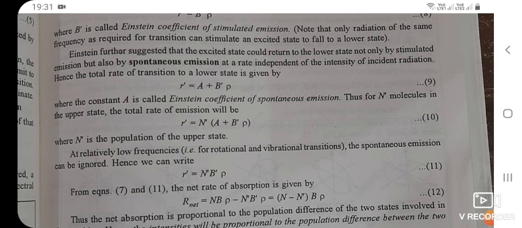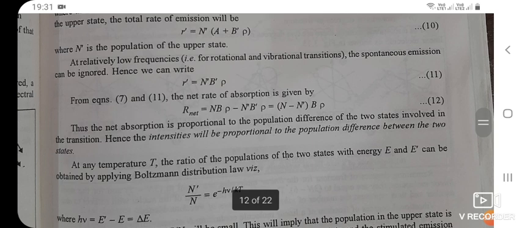From equations 7 and 11, the net rate of absorption is given by R net equals NB rho minus N dash B dash rho equals N minus N dash into B rho. Thus, the net absorption is proportional to the population difference of the two states involved in the transition. Hence, the intensities will be proportional to the population difference between the two states.